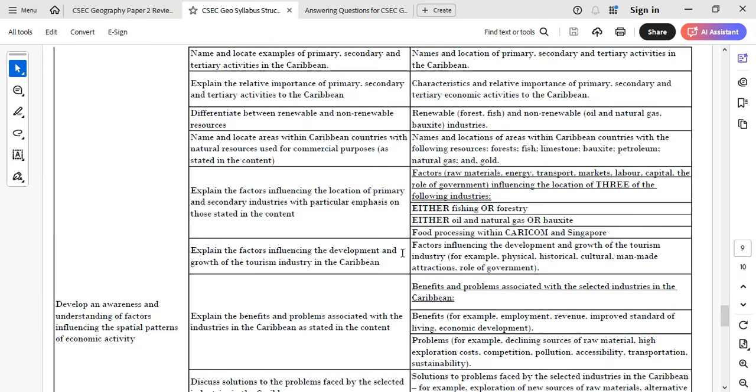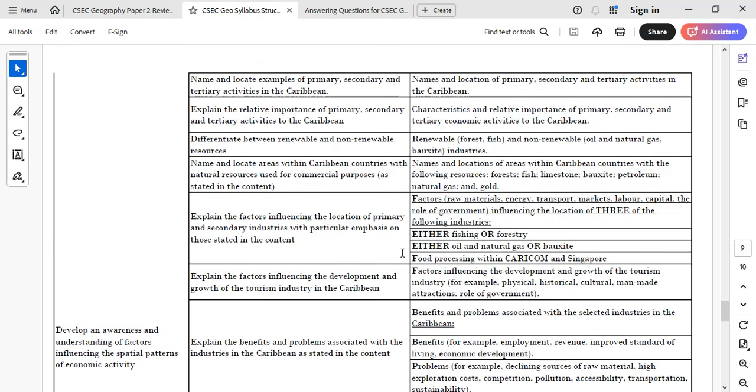With regards to economic activities: definitions, what are primary, secondary, tertiary, examples of them, what are some of the benefits associated with engaging in these. Even if you decide to choose your case studies under fishing or whatever, you still need to know in general where in the Caribbean certain economic activities take place, where certain resources are found in the Caribbean. Where can you find gold in the Caribbean, where is bauxite mined, where is fishing active?